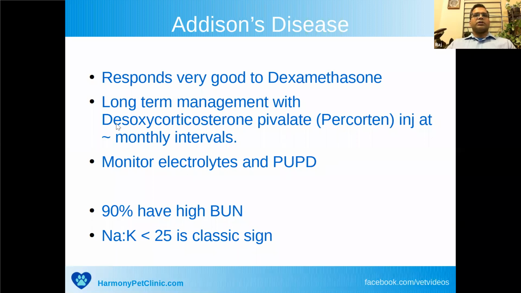Long-term management is with desoxycorticosterone or any mineralocorticoid injection. Here a trade name, Percorten, is available. It's given at monthly intervals, and mostly we monitor electrolytes, sodium potassium ratio, and PU/PD at home. Once everything is controlled, PU/PD at home will be normal. 90% of Addisonians have a high blood urea nitrogen, and a sodium potassium ratio less than 25 is a classic sign, but not diagnostic. Diagnostic is the ACTH stimulation test.